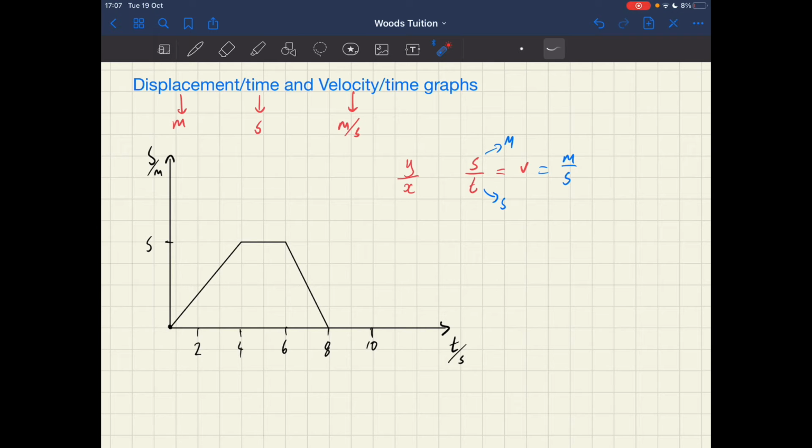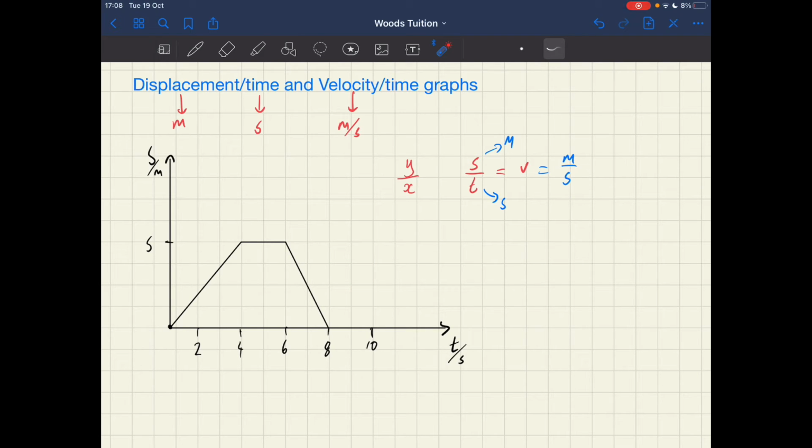And then in the last part of the graph, over 2 seconds, Jim is traveling 5 meters back to his starting point. So his velocity in the same way would be negative, so it would be minus 5 over 2.